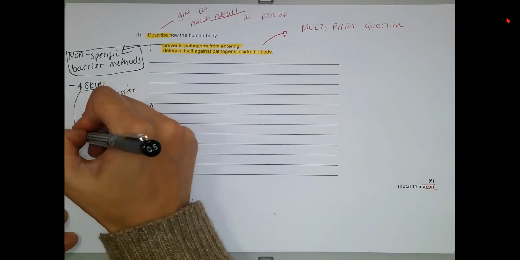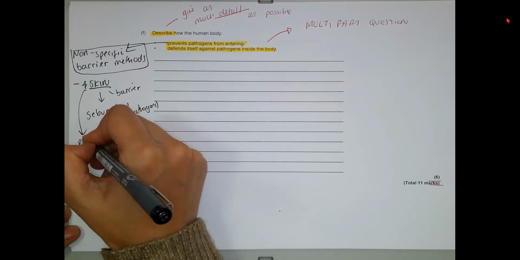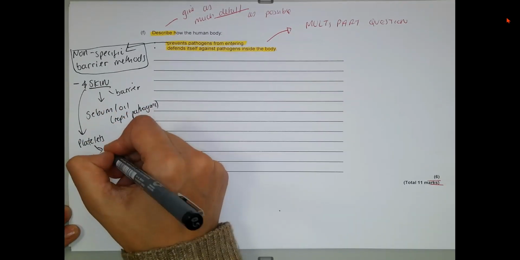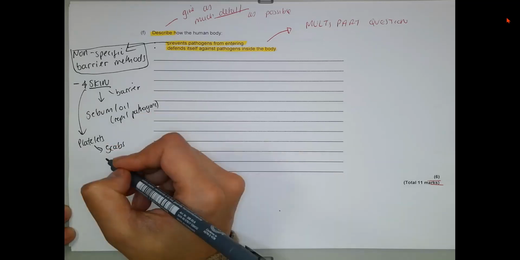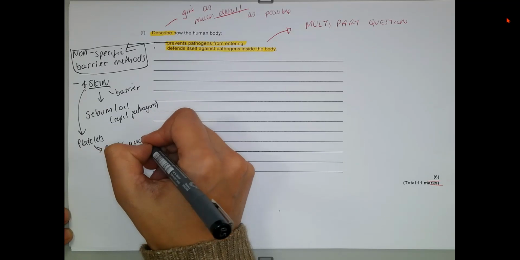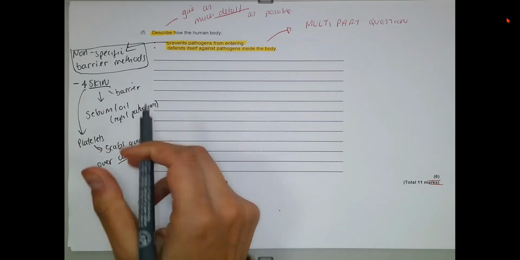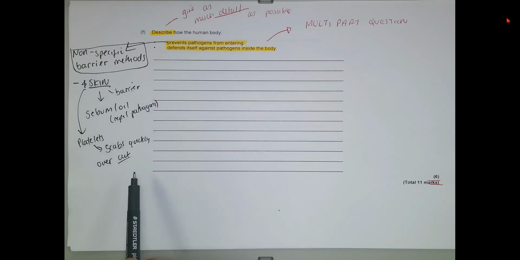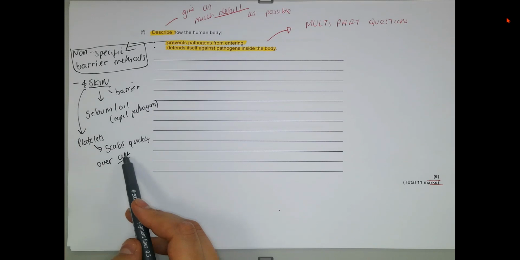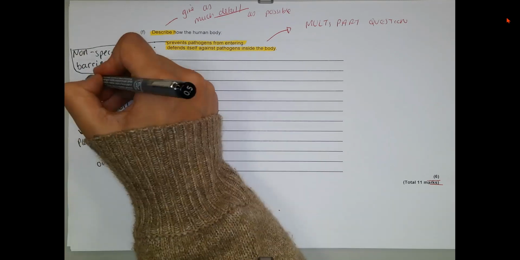And we also know the skin works with the platelets in our blood to form scabs or clots quickly over any cuts, any break in that barrier where a pathogen could enter. We know that our skin works alongside platelets to form scabs quickly to stop that entry. So one non-specific barrier method is the skin.